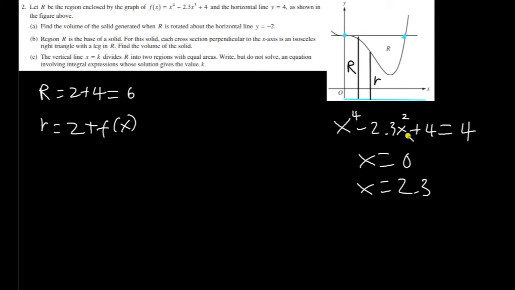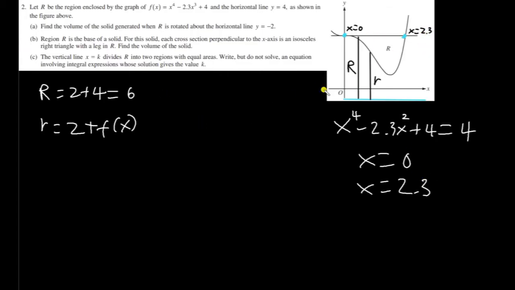Actually, I feel like it might be easier to just do that by hand, because the 4's do cancel out. So, whatever you feel. So you get these two coordinates. That means here, this is x equals 0, and here, this is x equals 2.3. That's going to be important in a moment.